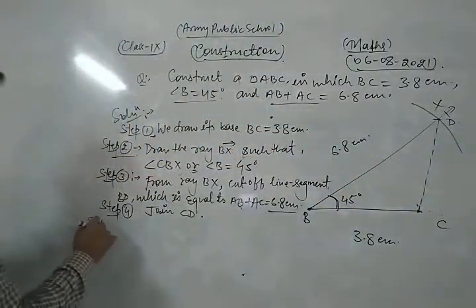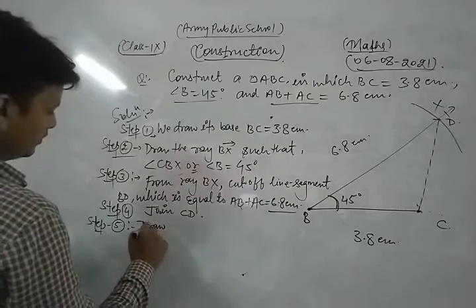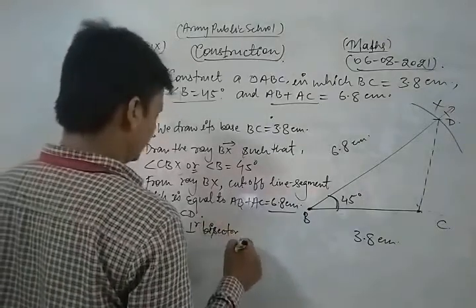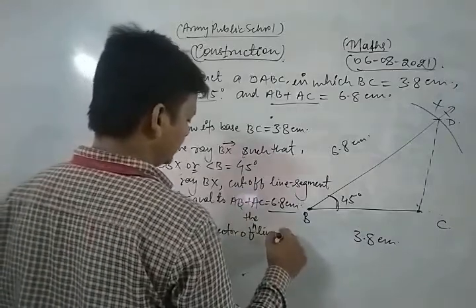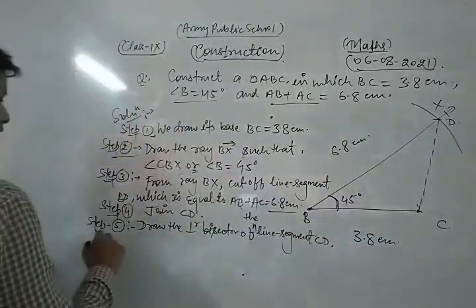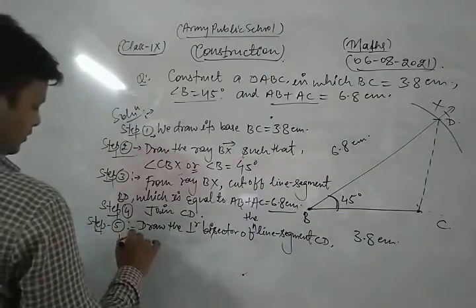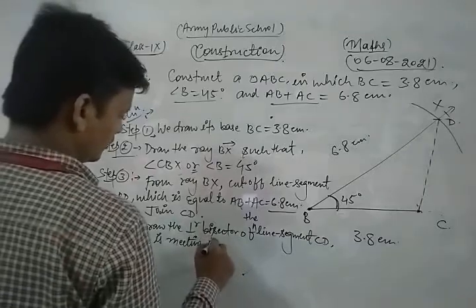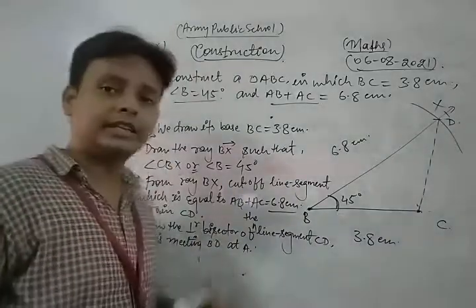Now in step 5, I draw the perpendicular bisector of the line segment CD, meeting BD at A.